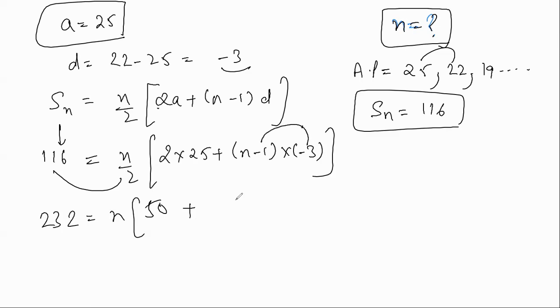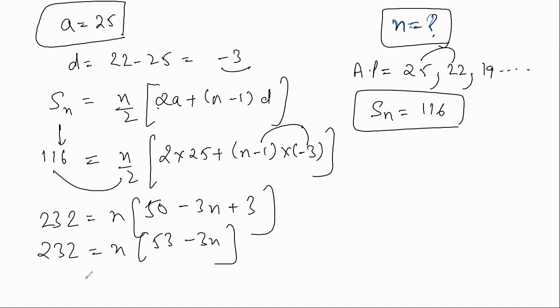Now I'm multiplying minus 3 in the bracket. So minus 3 multiplied by n is minus 3n, and minus 3 multiplied with minus 1 is plus 3. So 232 is equal to n times, 50 plus 3 is what? 53, minus 3n. So let's open the bracket. So it will be 232 is equal to 53n minus 3n square.